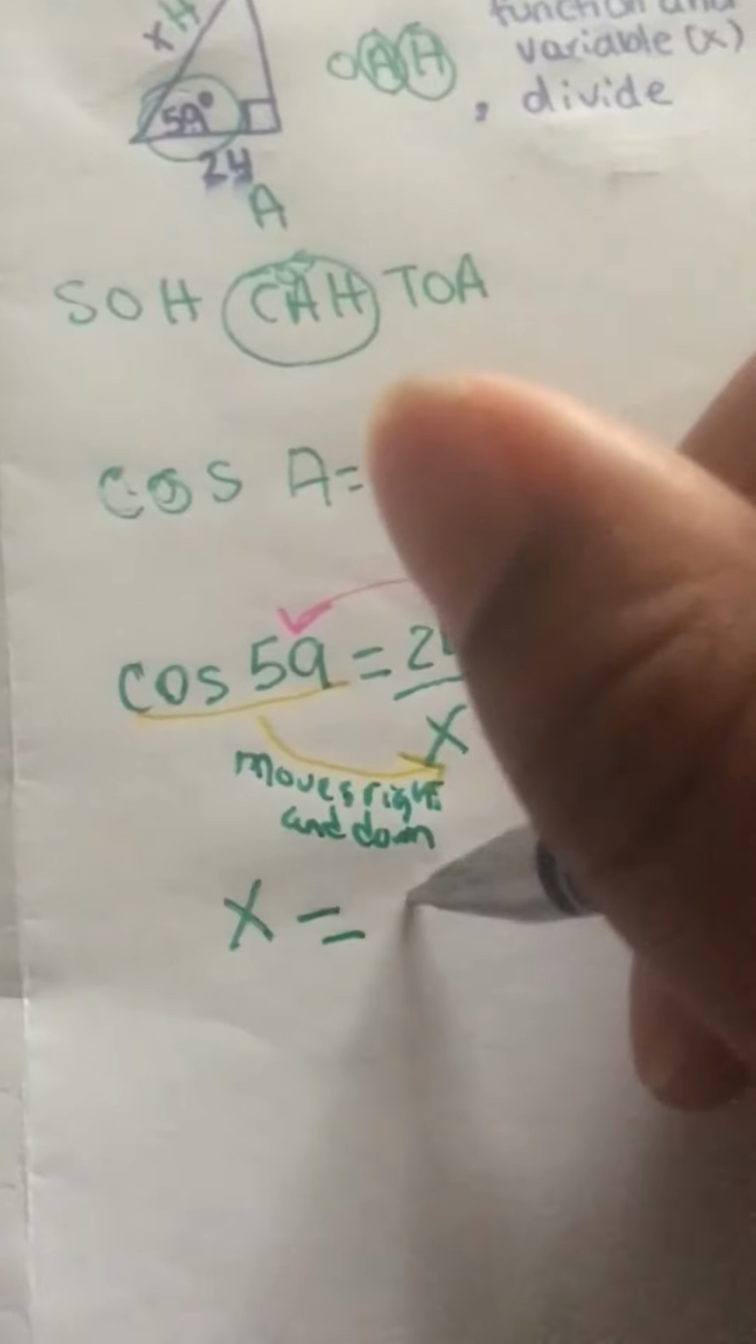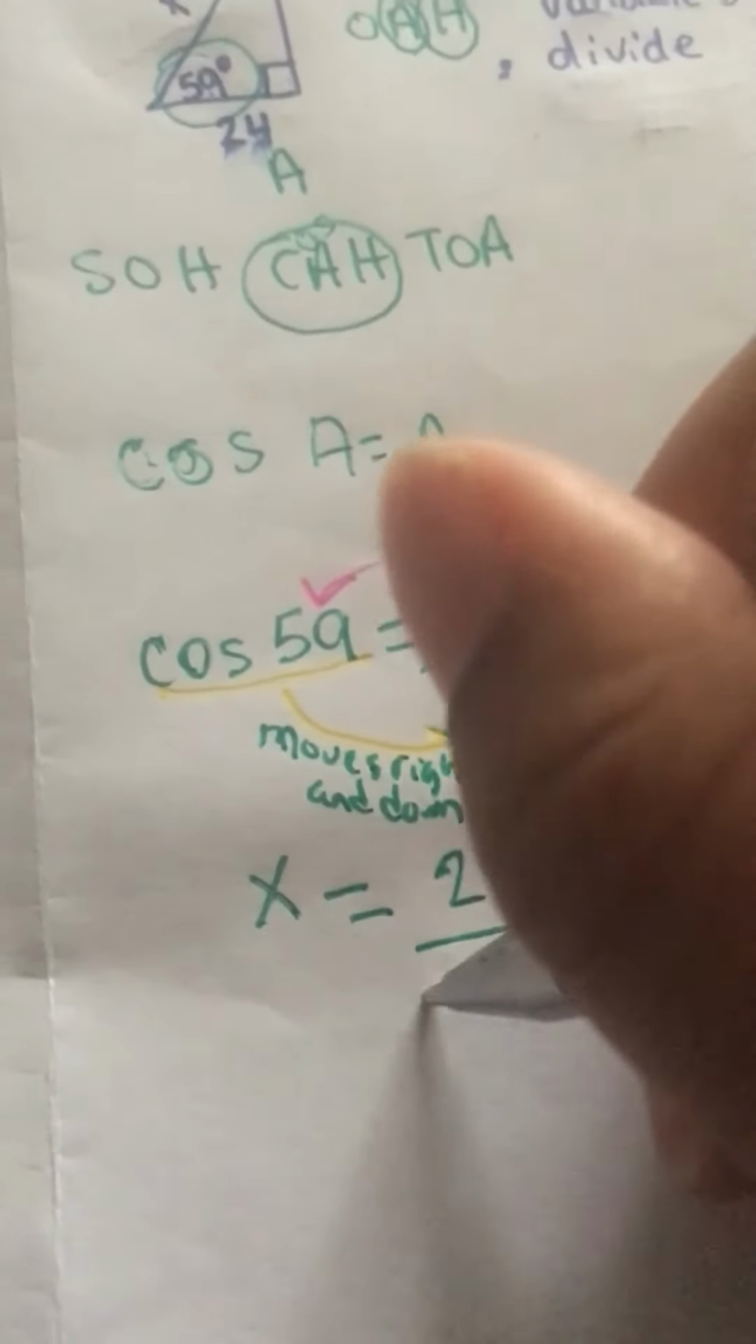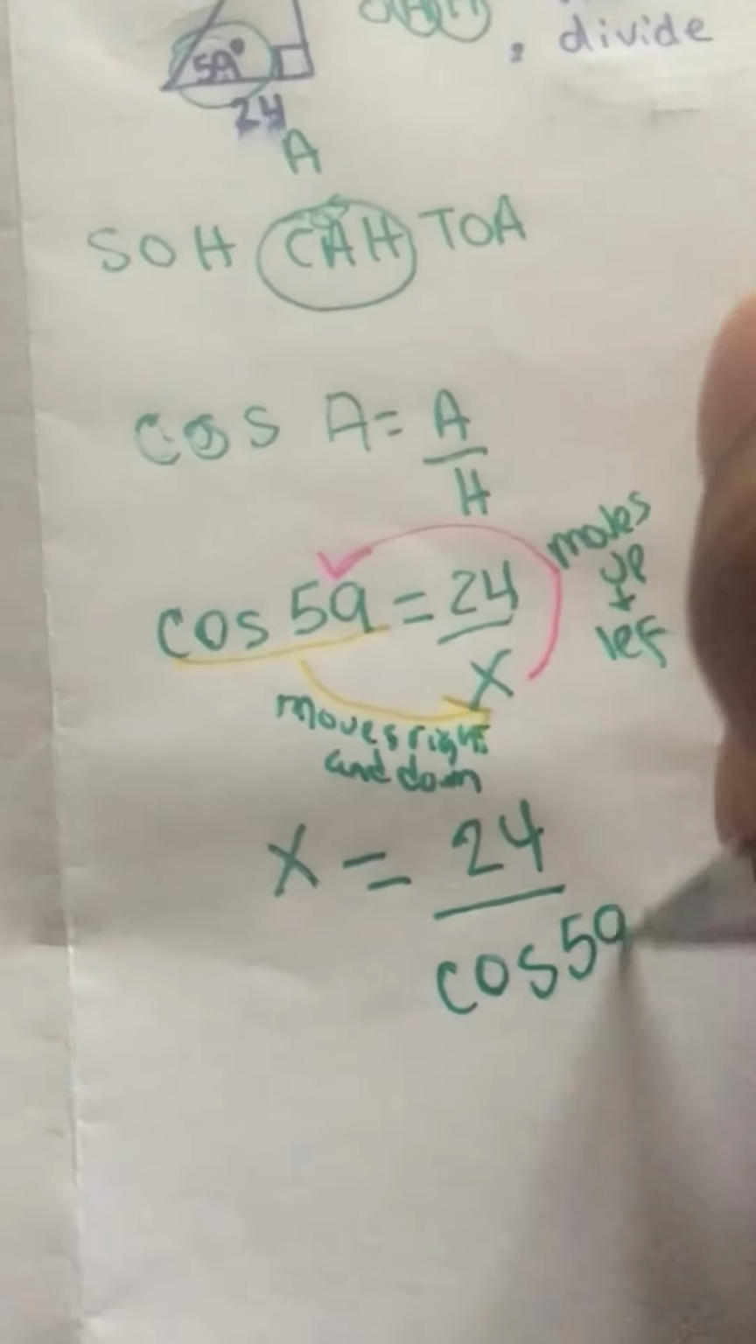So x would be equal to 24 divided by cosine of 59. So what you're going to do is put this in your calculator exactly the way you see it. And I think some of you were confused on Thursday of how to put it in. So you put 24, use the division button, and then cosine 59. That's exactly how you put it in the calculator. Again, just like the last video, make sure that you are in degree mode. Because if you're not in degree mode, you're not going to get the right answer.